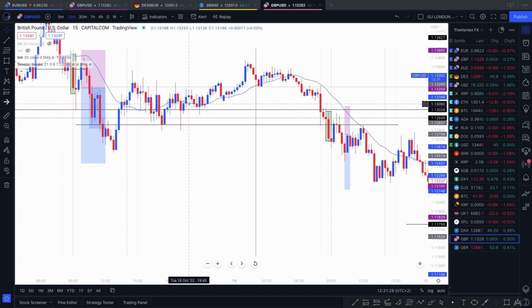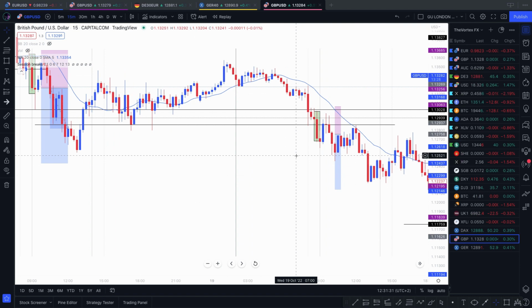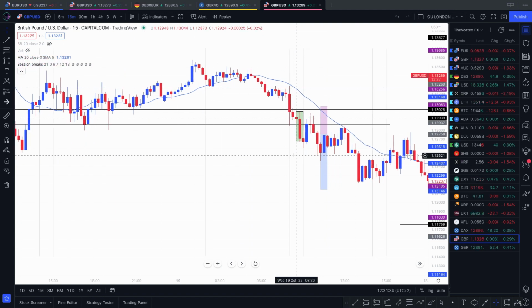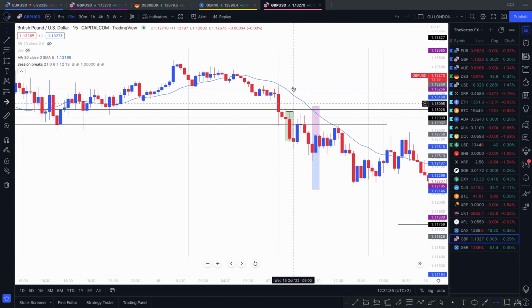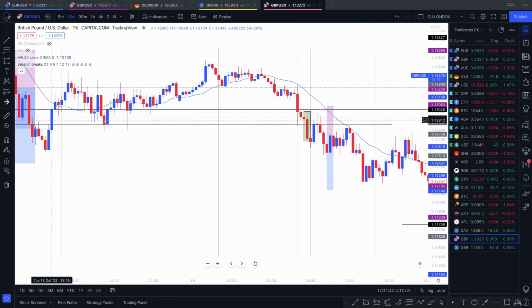Right. So this is how we do it. We had another example the following day. We can see that this vertical line represents the London opening. We can see this support line, support, support, support. Look at that red candle there, bounced off of it nicely.